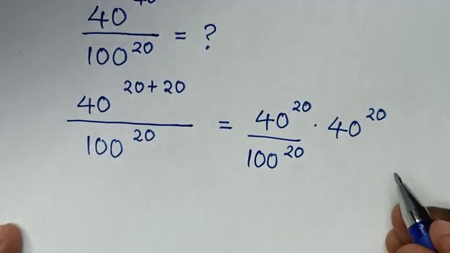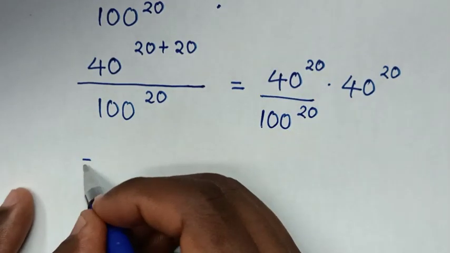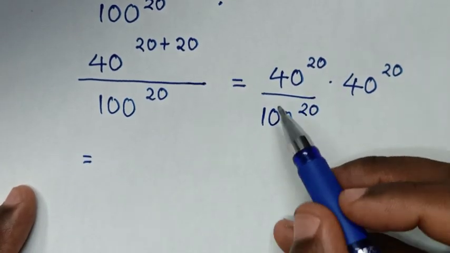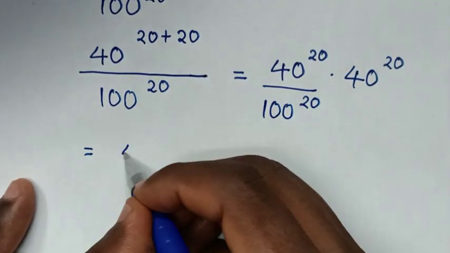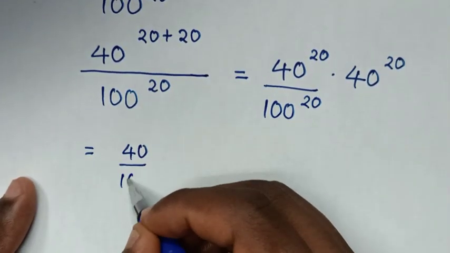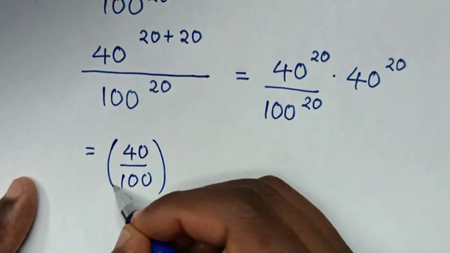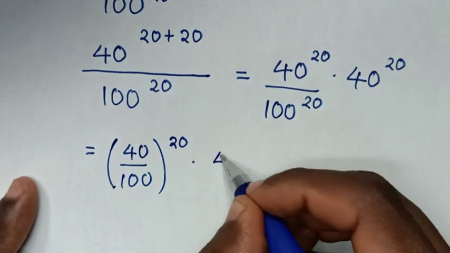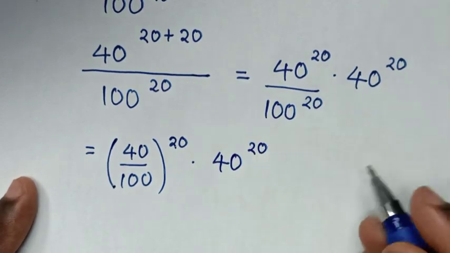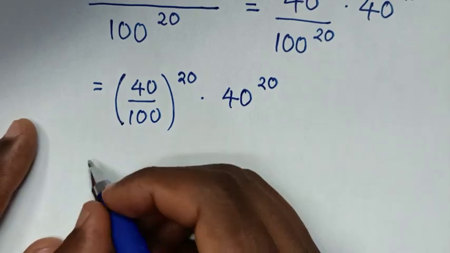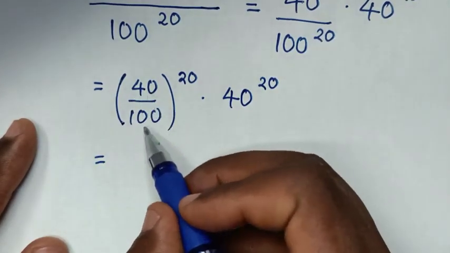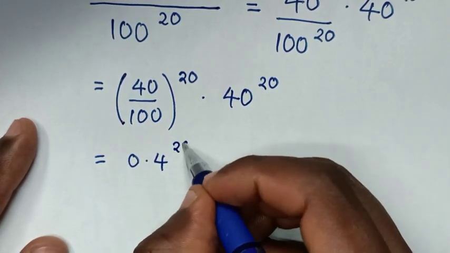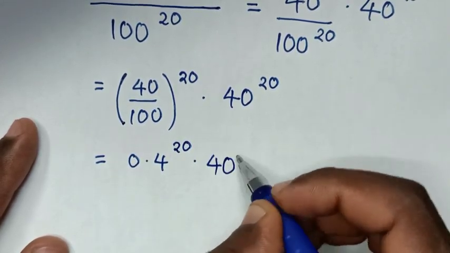Then it will be equal to, as here is the division of exponents with the same power of 20, so it will be 40 over 100, then bracket, same power of 20, times this exponent 40 power of 20. Then it will be equal to 40 divided by 100 is 0.4, then power of 20 times 40 power of 20.